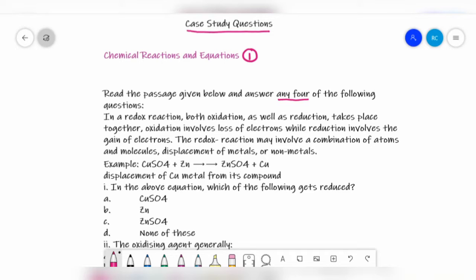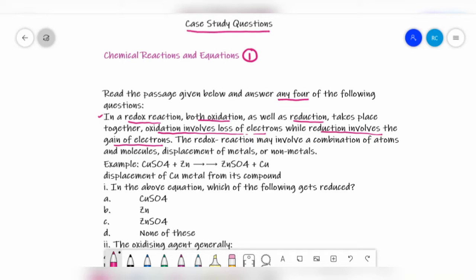In a redox reaction, both oxidation and reduction take place together. Oxidation involves loss of electrons, while reduction involves the gain of electrons. The redox reaction may involve a combination of atoms and molecules, or displacement of metals or non-metals. So this is the passage given, and one example is also given.